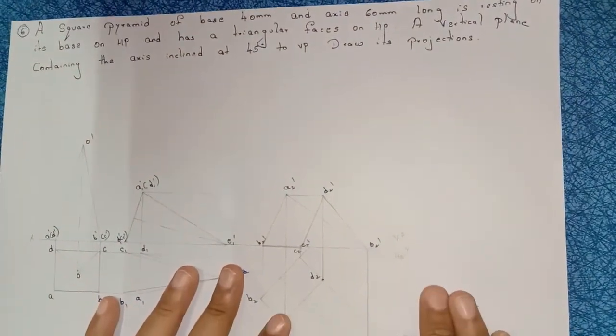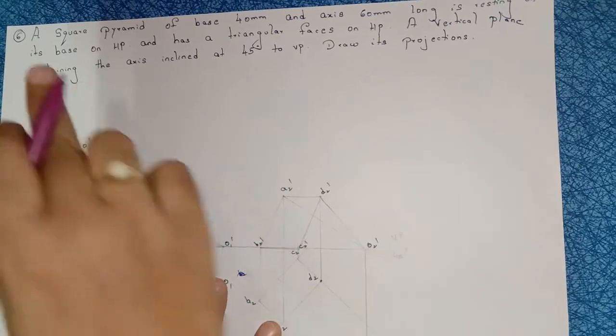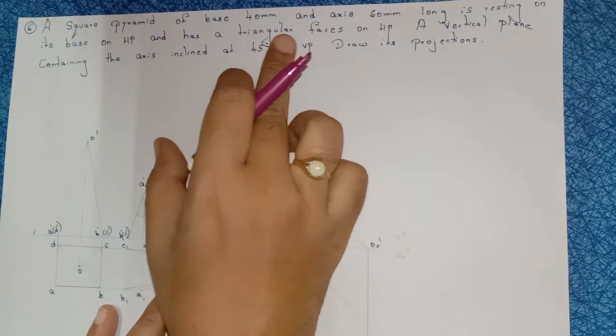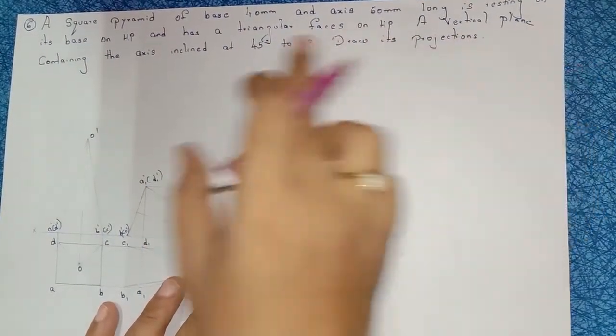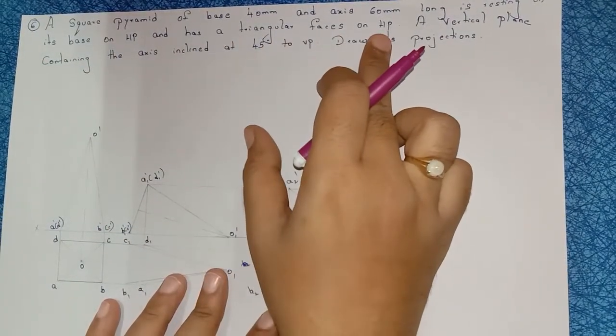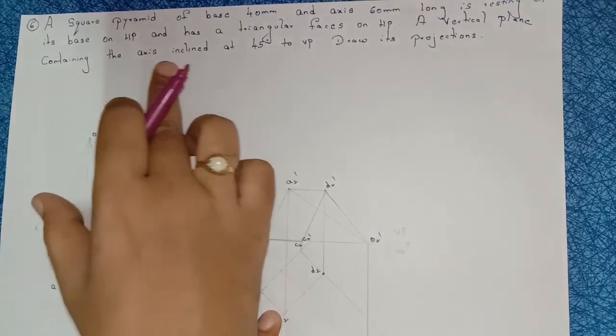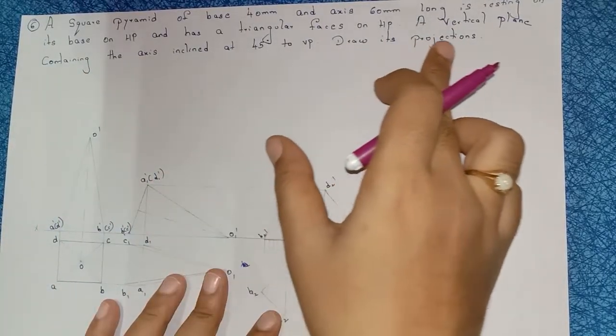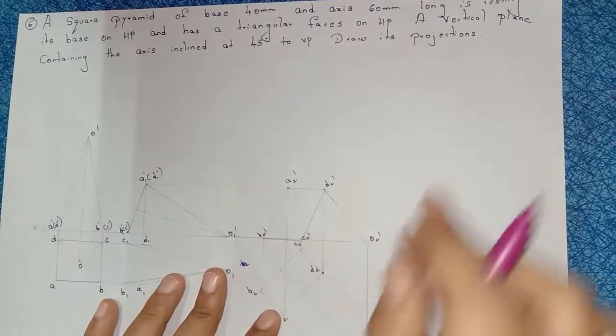See, now, what is the question here? A square pyramid of base 40 mm and axis 60 mm long is resting on its base on HP and has triangular faces on HP. A vertical plane containing the axis inclined at 45 degrees to VP. Draw its projections.